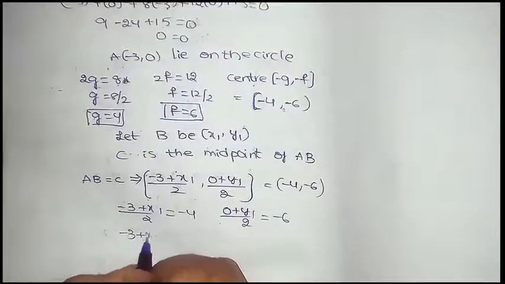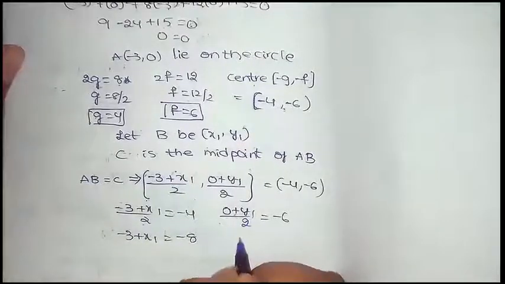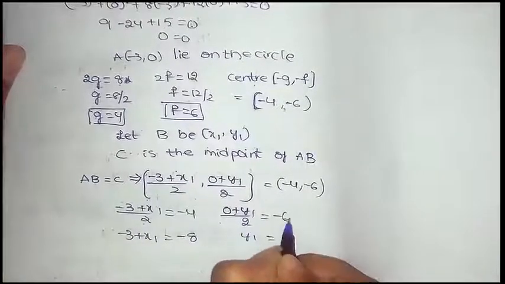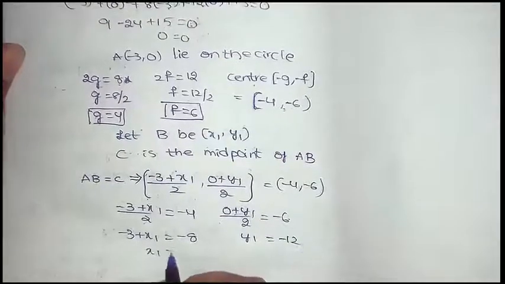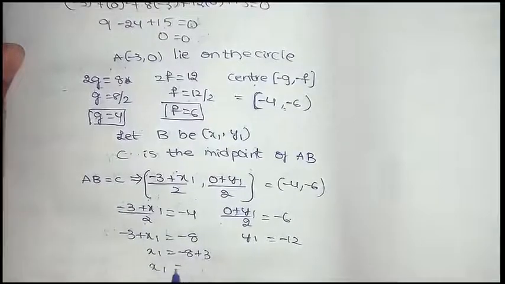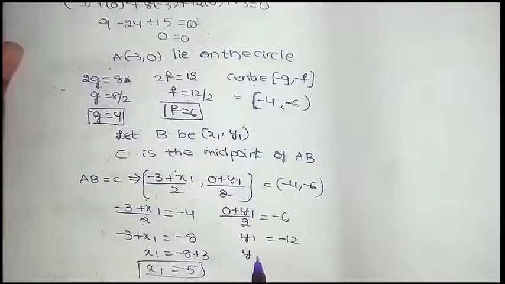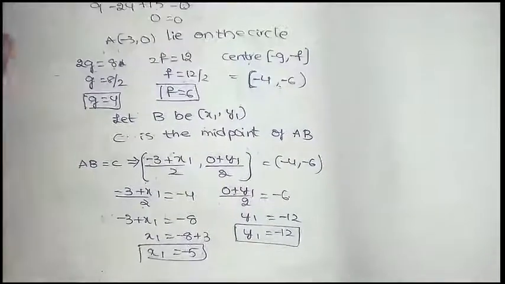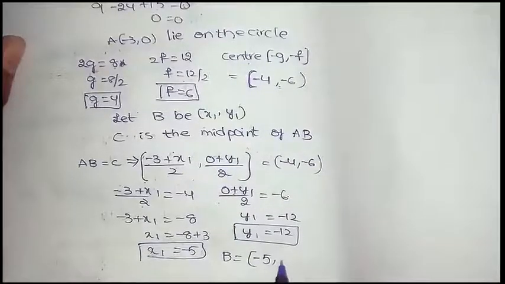So minus 3 plus x1 is equal to minus 8, and y1 is equal to 6 into 2, that is minus 12. So x1 is equal to minus 8 plus 3, x1 is equal to minus 5, and y1 is equal to minus 12. So the point B coordinates are minus 5 comma minus 12.